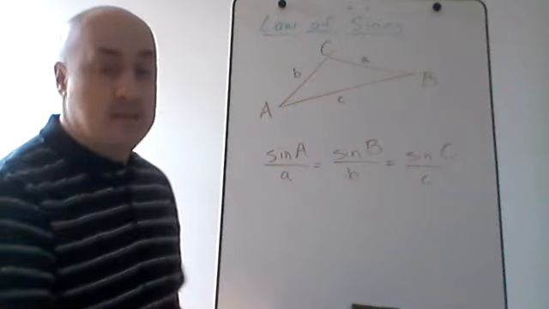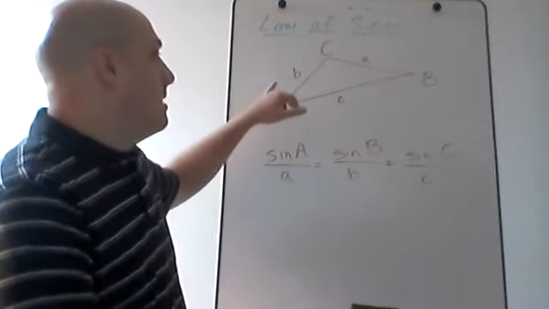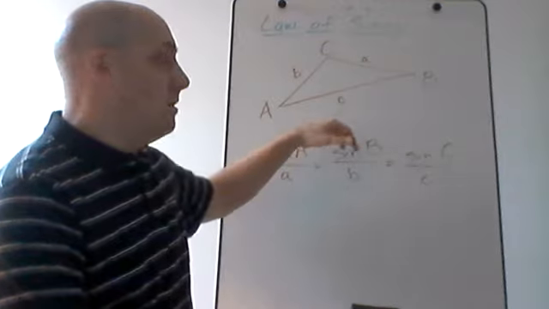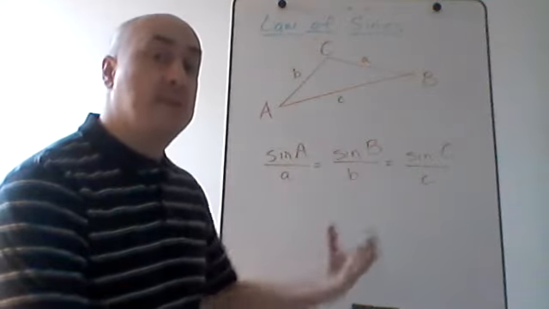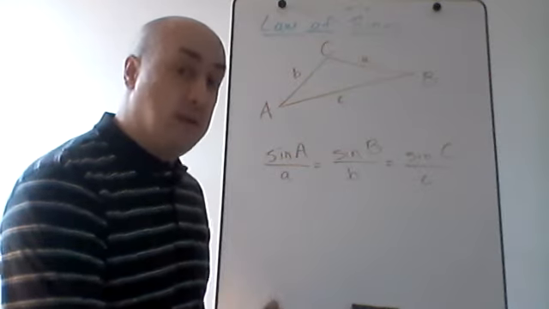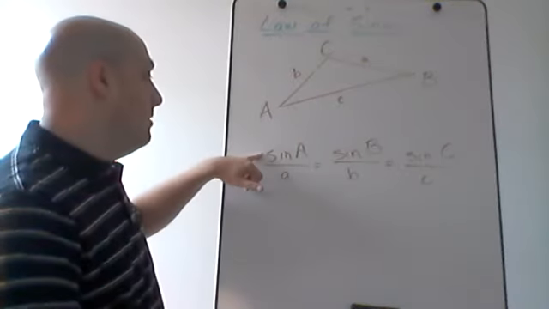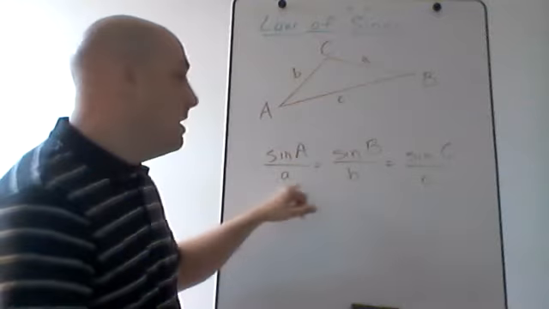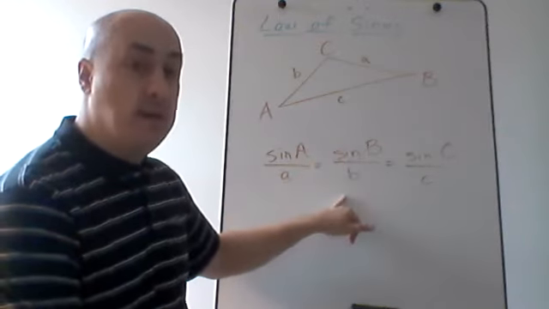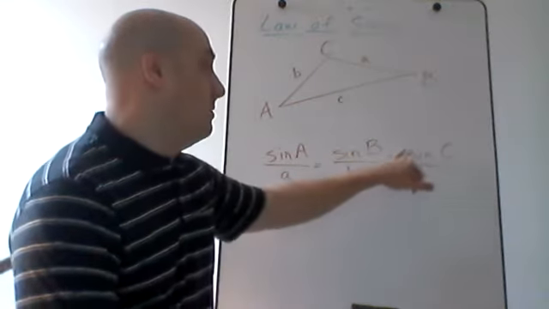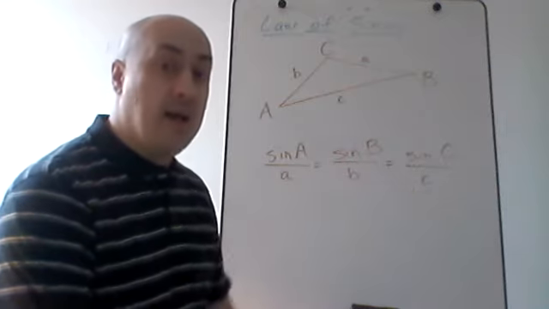So what the law of sines says is that the lengths of the sides of a triangle are proportional to the sines of their opposite angles. In other words, sine of angle A over side A is going to be equal to the sine of angle B over side B, which is also equal to the sine of angle C over side C.